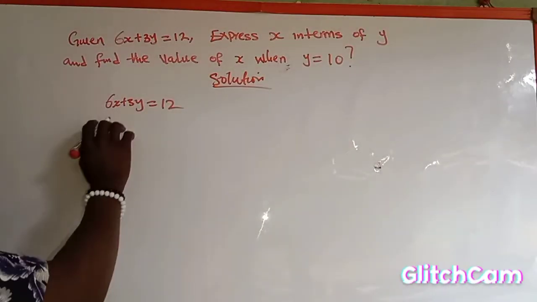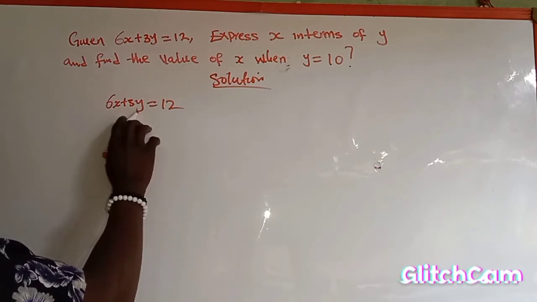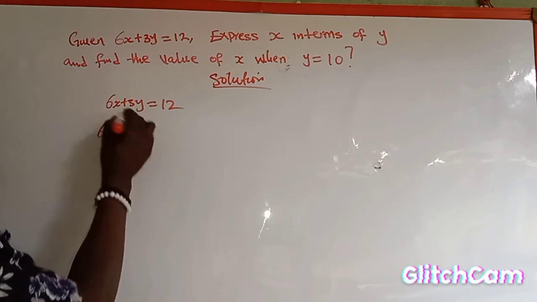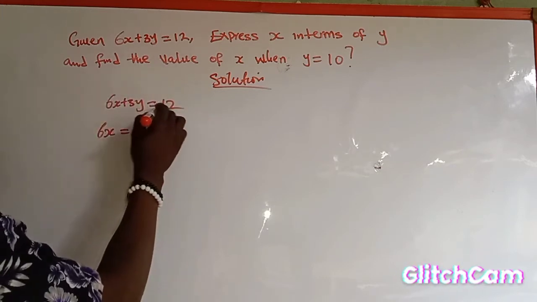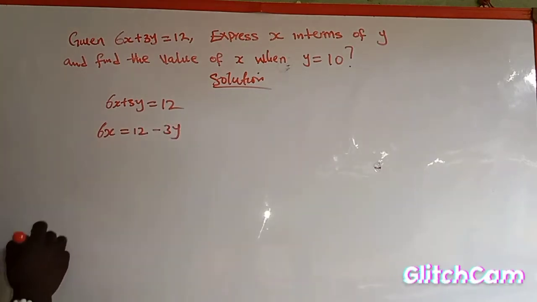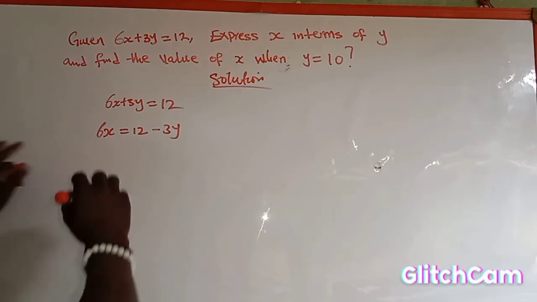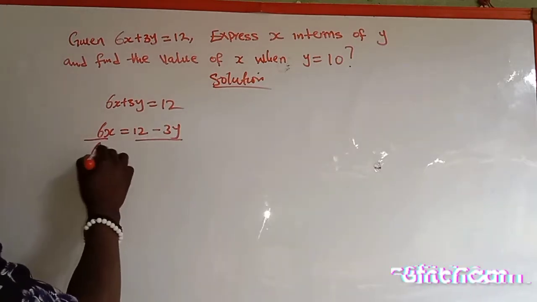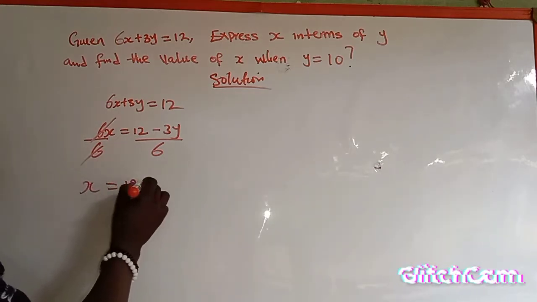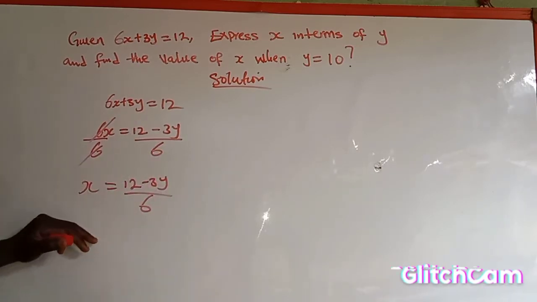So making s the subject of the formula here, I will move this 3y to the right hand side. I'll have 6s equal to 12. Then this positive 3y will cross this equality sign to change to negative 3y. So to make s the subject of the formula, I'll divide both sides by the coefficient of s, which is 6. So divide both sides by 6. So I'll have s now will be equal to 12 minus 3y over 6. So this is the value of my s.